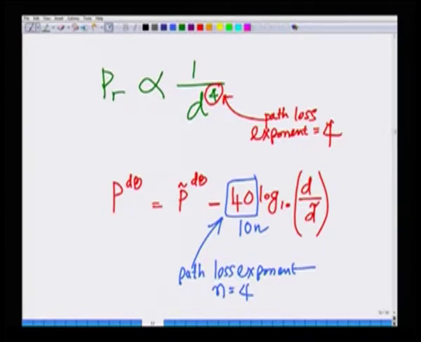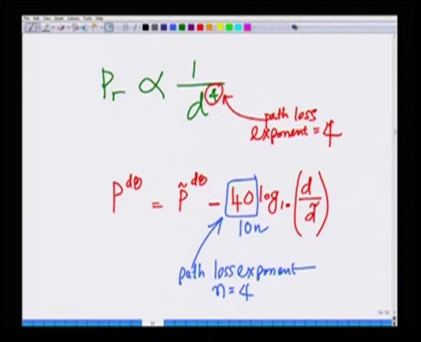Hence, the received power in dB is P tilde, the reference, minus 40 log d over d tilde, that is, this is a path loss exponent of 4. Hence, there is a path loss of 40 dB per decade, it decays as 40.